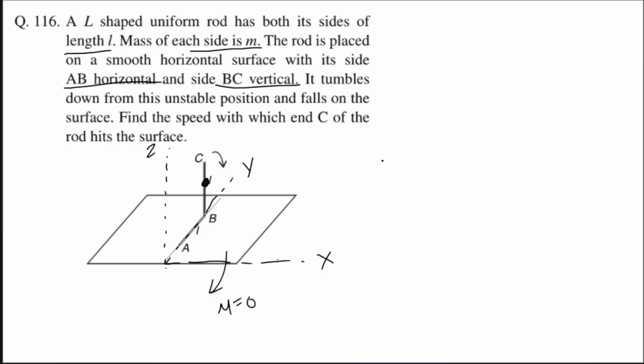Find the speed with which end C of the rod hits the surface. So it is being asked that when this rod hits the surface, what will be the velocity of, let's say this is end C of the rod. Okay, so how can we approach this question?